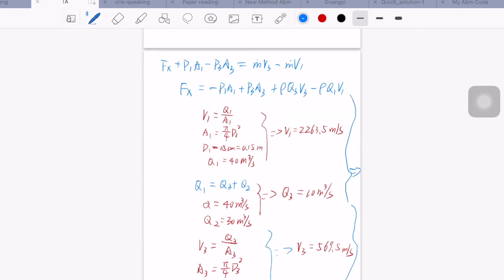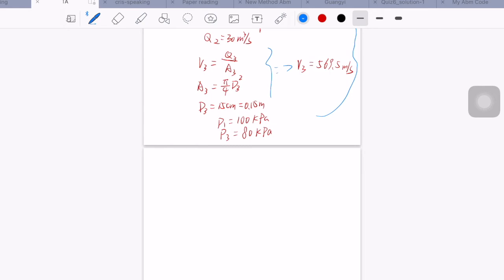We can get that the Fx should be equal to minus 881 kilonewton. The direction is to the left.